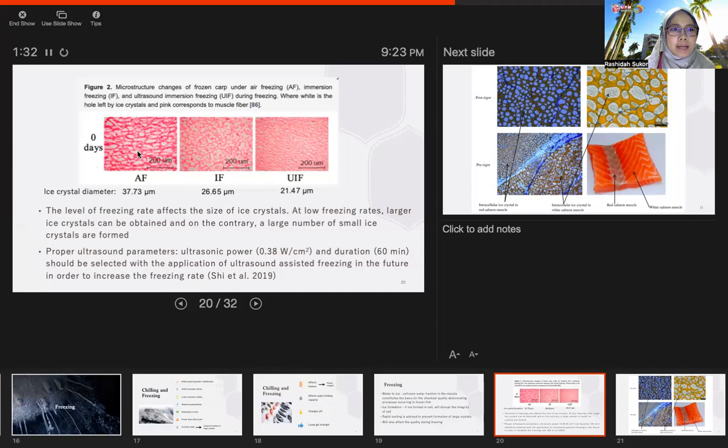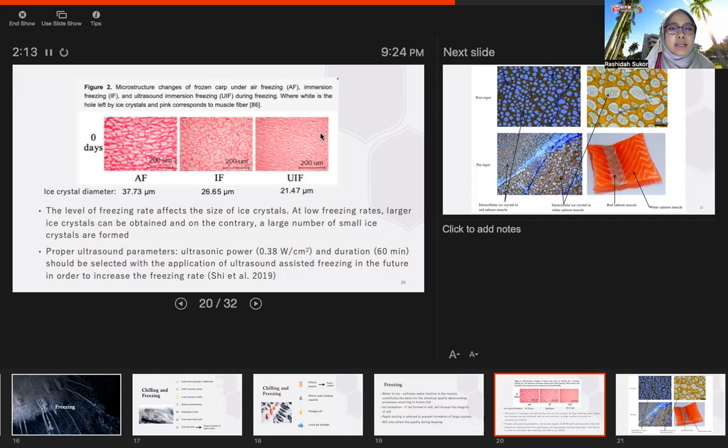So if you compare the ice crystal diameter, the largest crystals form with air freezing, while smaller crystals are formed using immersion freezing, and much smaller ice crystals are formed using ultrasound immersion freezing. So the freezing rate will affect the size of the ice crystals. At a low freezing rate, larger ice crystals are obtained, and in contrast, at a high freezing rate, a large number of ice crystals are formed.